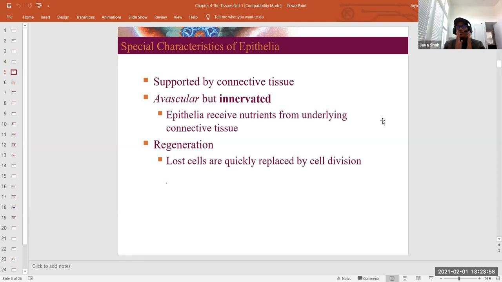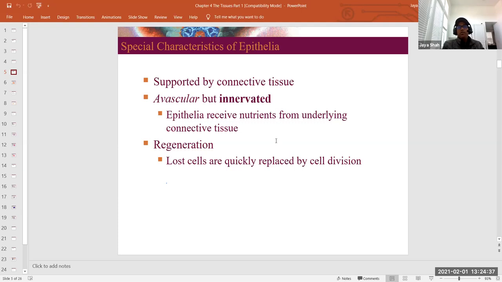Another characteristic: epithelial tissue has no blood supply, but every cell needs nutrition. That's why they are supported by connective tissue, because they are avascular, but they are innervated. Avascular means no blood vessels, but they have nerve supply. That's why when you pinch your mouth mucosa, it is painful, because you are pinching the nerve, but there is no blood supply. Blood supply comes from the underlying connective tissue.